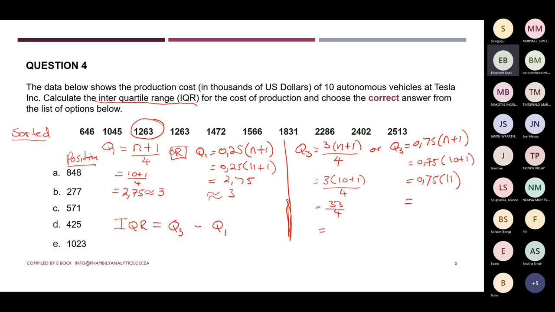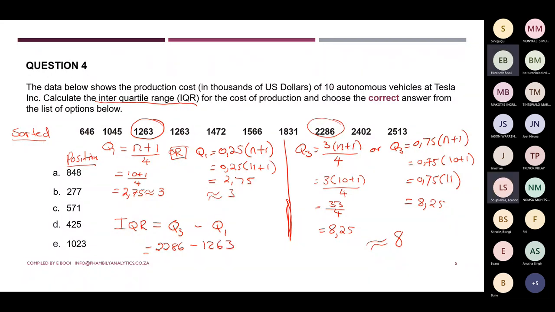What is quartile 3 position? 33 divided by 4? 8.25. So it means also 0.25, and we can estimate that it is on position 8. 1, 2, 3, 4, 5, 6, 7, 8. So you just go and substitute into the values: 2286 minus 1263.